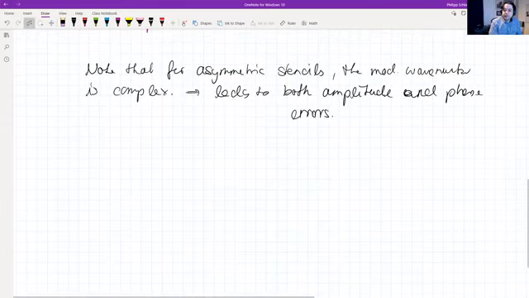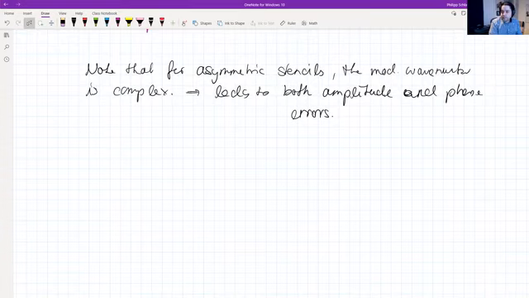Okay, so this is what I wanted to tell you about the finite differences in space. Are there any questions to that?